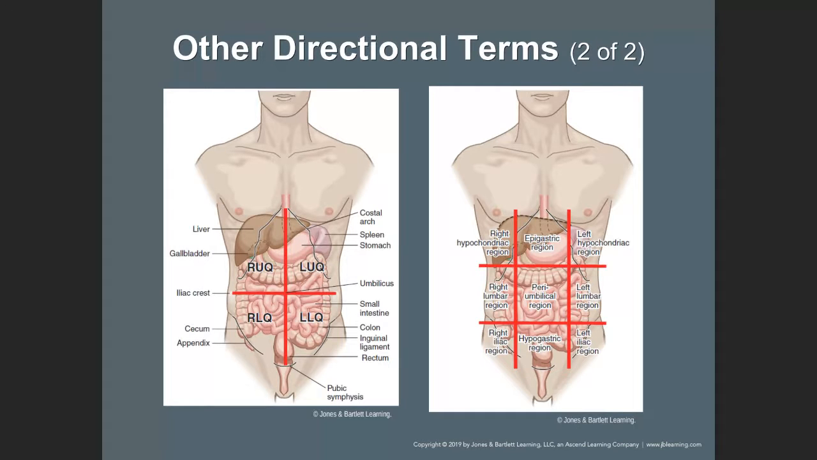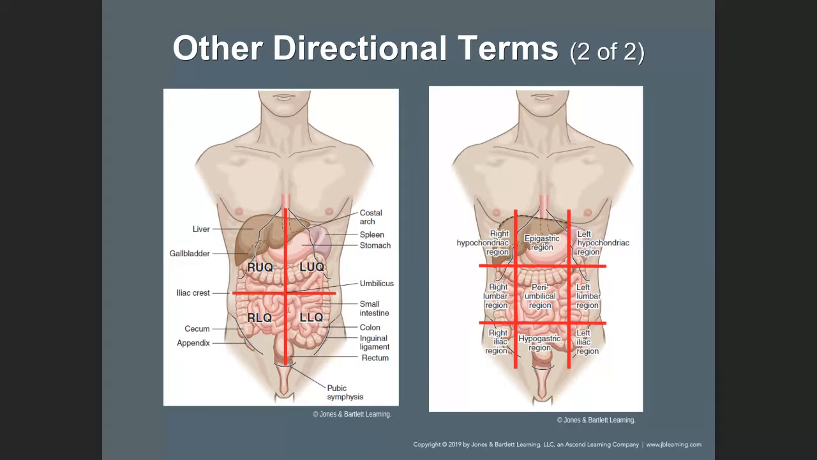Now, as EMTs, you learn to divide the abdomen into 4 quadrants. Right upper quadrant, left upper quadrant, right lower quadrant, left lower quadrant. And you are required to learn all the structures in these areas. As an advanced or higher, we divide the body into 9 areas. And you must be familiar with the 9 areas.